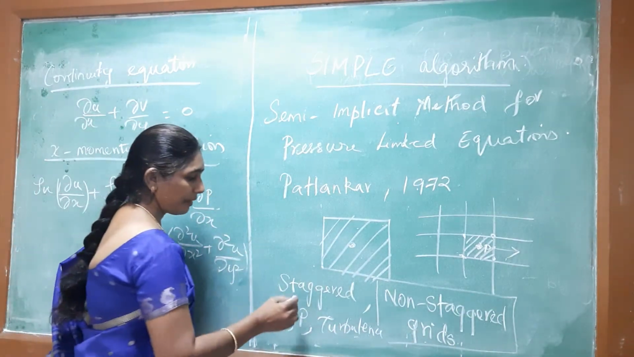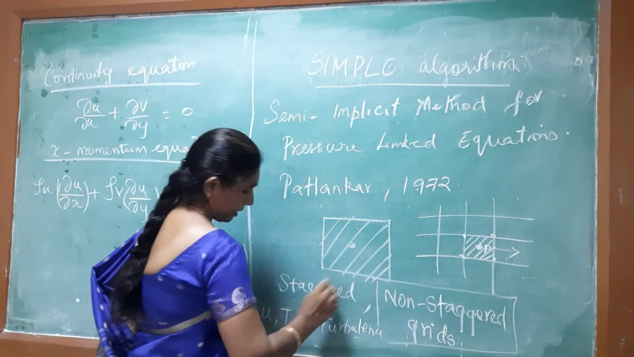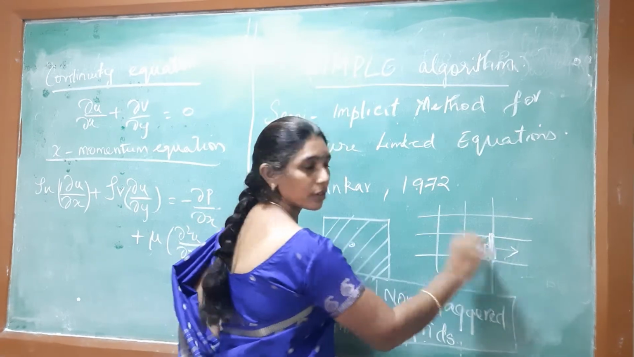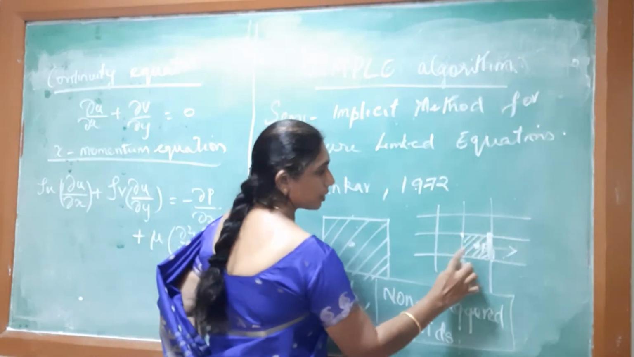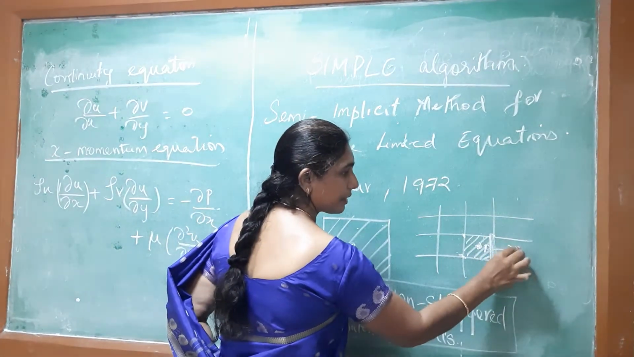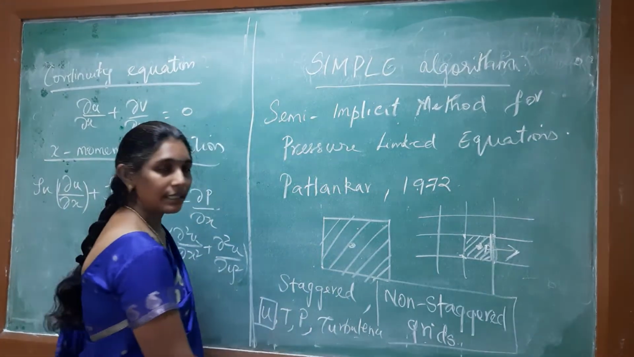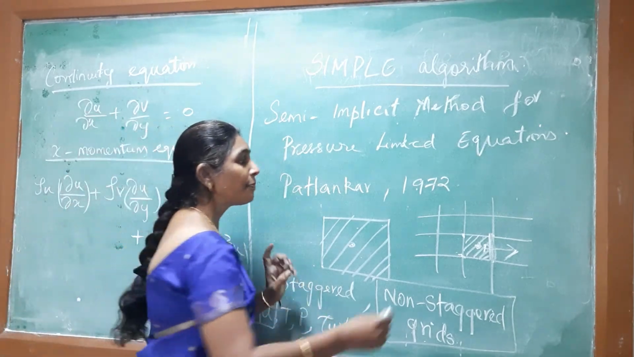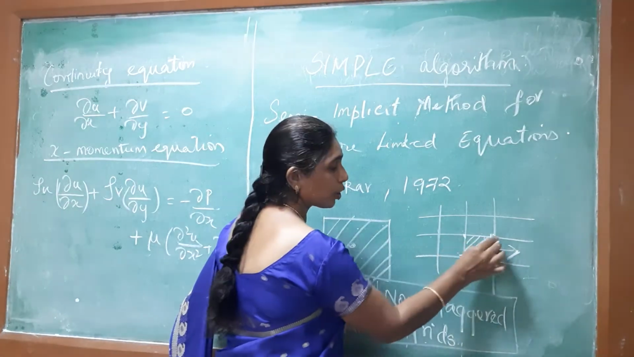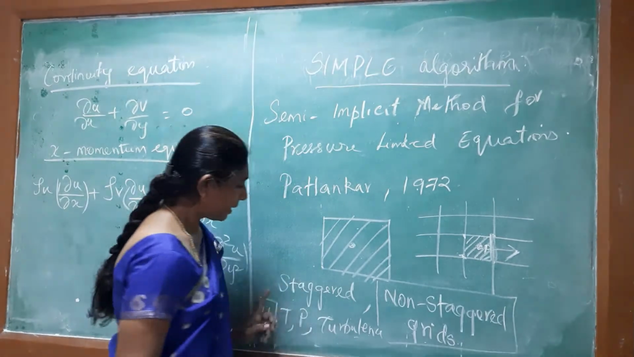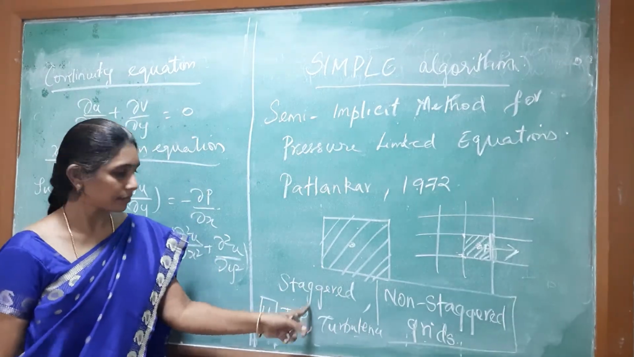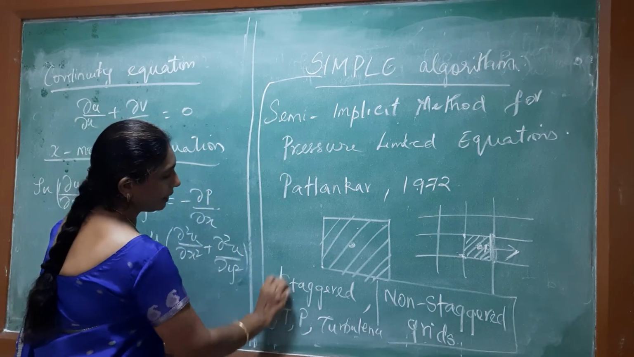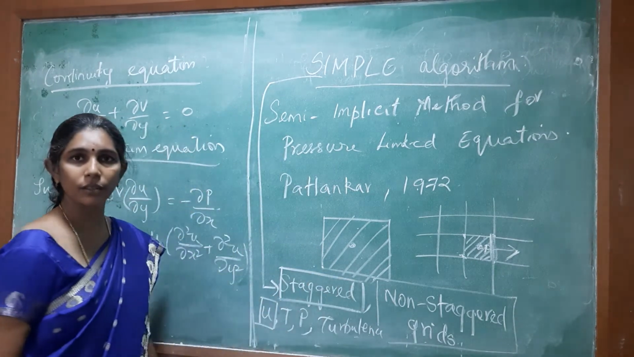When we look at the staggered grid, the velocity term alone will be measured across the face of the control volume. Across the face of the control volume, if the velocity parameter is measured, and the other parameters, that is the temperature, pressure and turbulence parameters, are measured at the central node of this control volume, then you call it a staggered grid, right? So as far as the SIMPLE algorithm is concerned, we are using this staggered grid only.